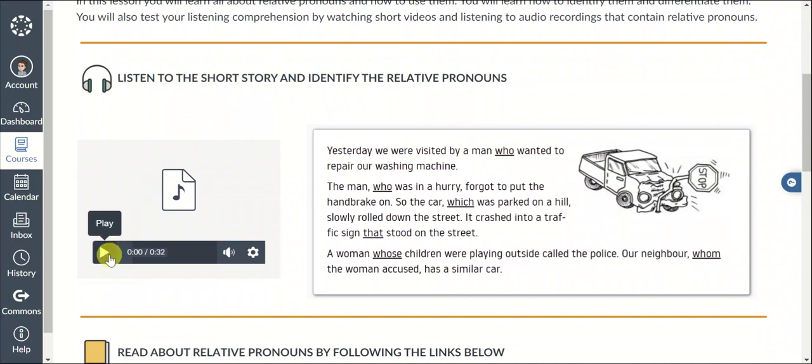¿Puedes escuchar aquí el audio? Yesterday we were visited by a man who wanted to repair our washing machine.